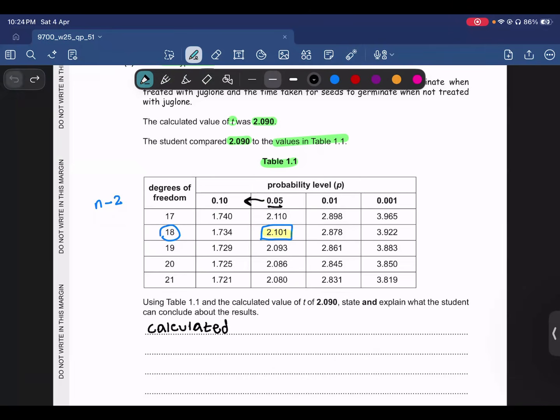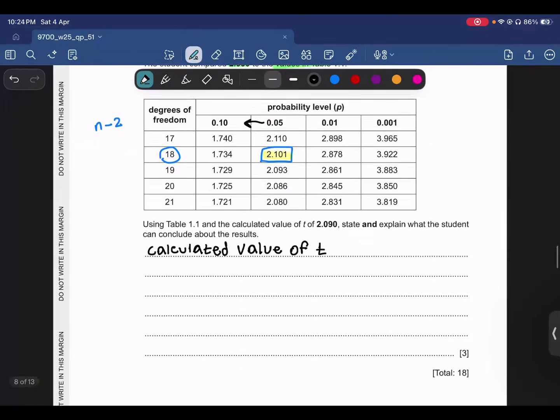0.05 and 0.1, is it increasing or decreasing? Increasing. It is increasing. बिल्कुल सही. So the point number one is going to be for this question. It's a 3 mark question.